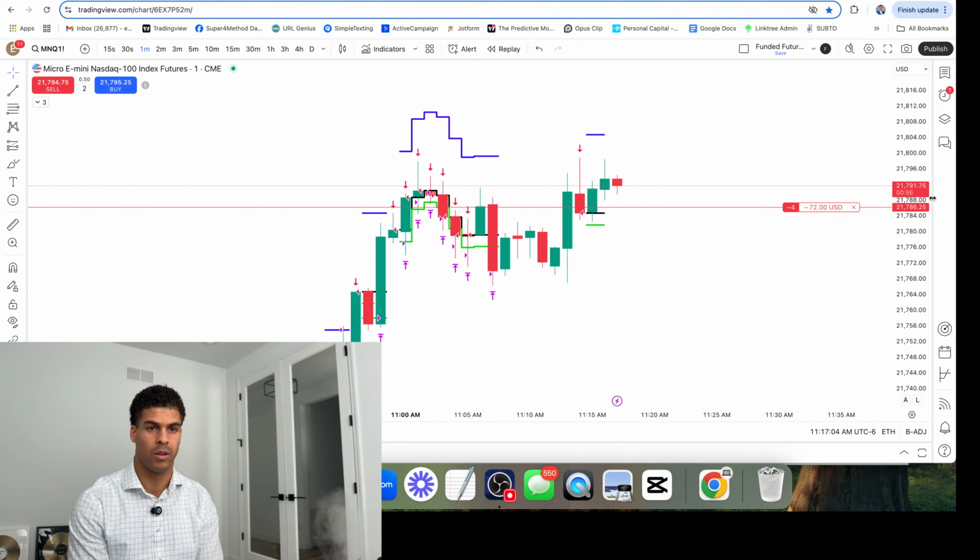Okay. Can this green candle, that was red, stay inside? Nope. Can't. It cannot. If this thing doesn't get profitable, we're going to have a negative day. And I don't like negative days.